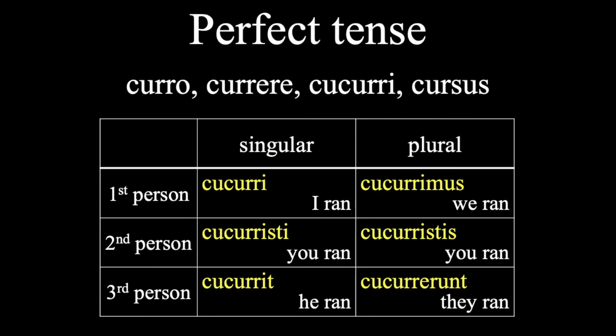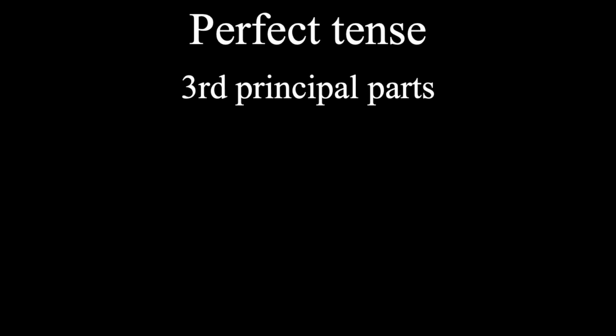So that's how we form perfect tense. The good news is that we use the same endings in the same process for every verb in the entire language with no exceptions whatsoever. The bad news is that we have to use the third principal parts of verbs to do that, and those can be a bit random. There are some common patterns, so let's see a few of those.